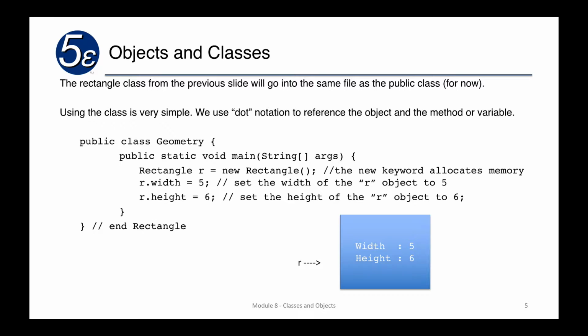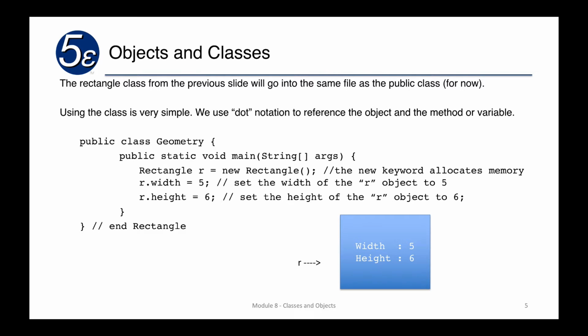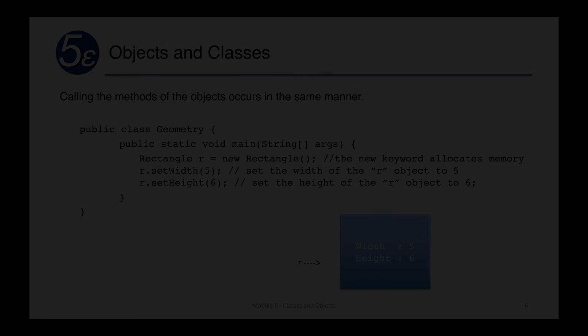But now if we want to reference the width and the height variable of a particular object, in this case R, where R is pointing to, we would use the dot notation and say R dot width, the width variable of the R object equals 5, and the height variable of the R object equals 6. We could have easily declared another line here that said rectangle R2 equals new rectangle, in which case below it we would use R2.width equals say 10, R2.height equals 4. And so you'd be able to see that each object is completely different because it has different states.